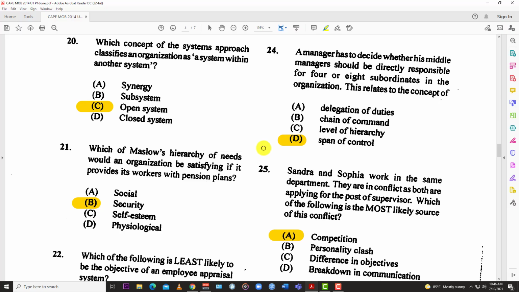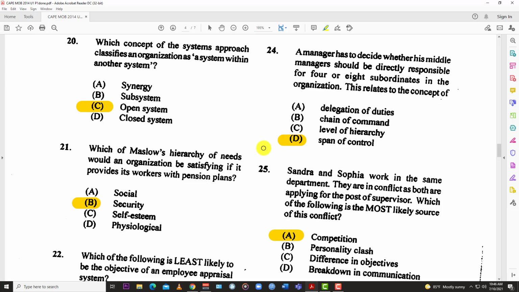24. A manager has to decide whether his middle managers should be directly responsible for 4 or 8 subordinates in the organization. This relates to the concept of, and of course the answer here is span of control. As it literally states, the span of your control. How many persons are you in charge of? That's the span of control. So in this one they're saying, should they be responsible for 8? 4? The span of control.